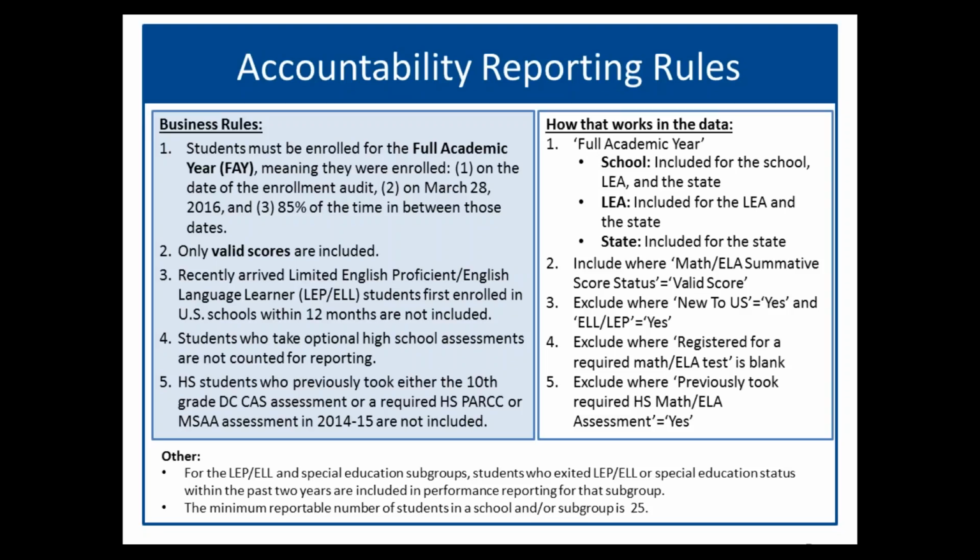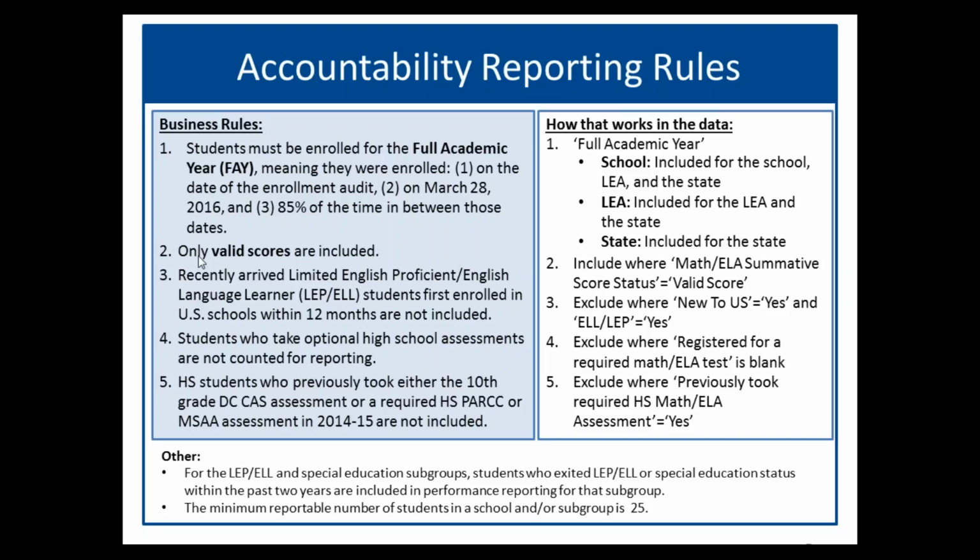Similarly, if the full academic year field says LEA, that means the student wasn't enrolled at the same school for all 3 of those points, but they were enrolled at the same LEA at the time of the audit, on March 28th, and 85% of the days in between. And finally, the state level means the student would be included for state level reporting, but not for the LEA or school level. That means the student wasn't enrolled at the same school or LEA for those 3 points of time or 3 criteria, but was enrolled in a DC school for all 3, and so they get counted for the state. And then the final group is none, and those students don't get included for any of the accountability reporting.